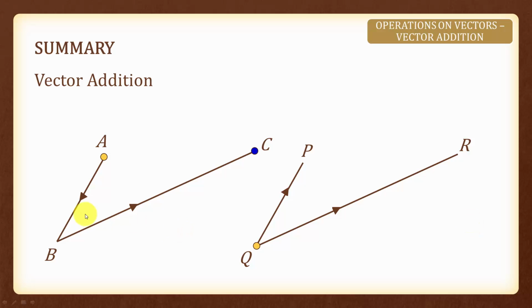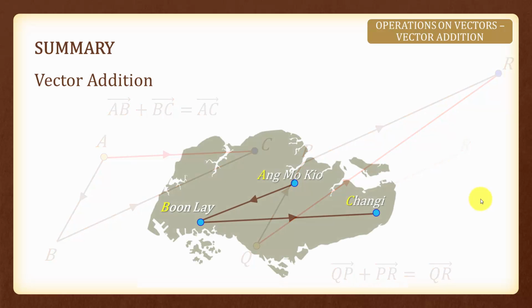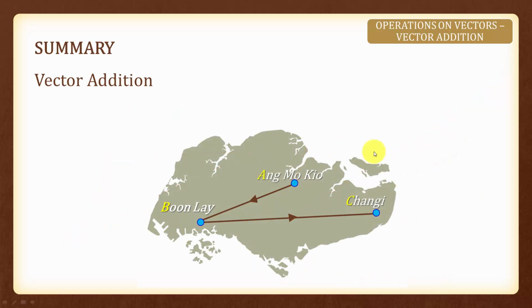In summary, in order to add up vectors, do note that the path has to be a continuous path. Otherwise, you can shift the vectors to form a continuous path. This illustration here is not part of a vector concept. It is just to help you to remember vector addition.